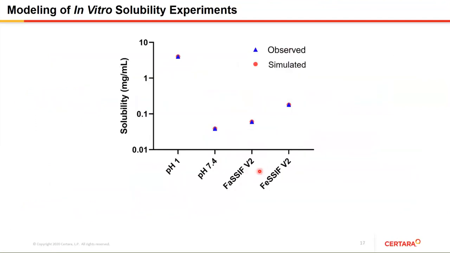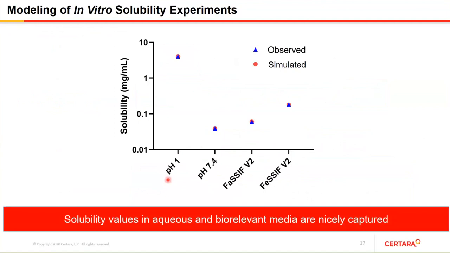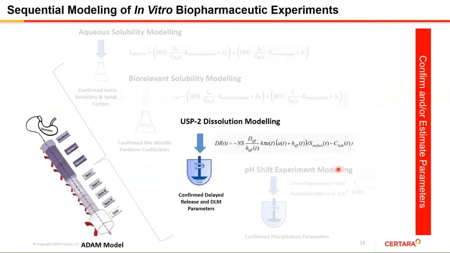And this is just to show you the data. So we were able to capture the solubility at both pH 1 and 7.4, in FaSSIF and FeSSIF. So now we know, we got some understanding of how our solubilities are behaving in the aqueous and in the biorelevant media. So we are now moving to the dissolution and trying to understand whether we can predict dissolution bottom up in vitro.